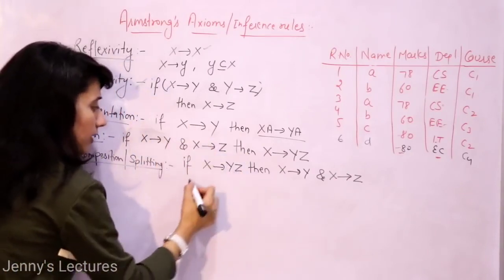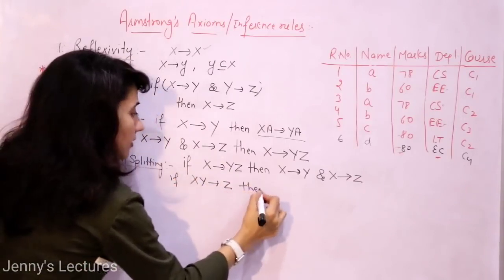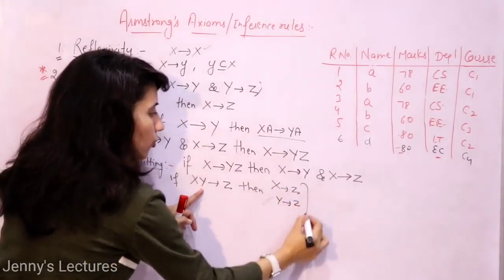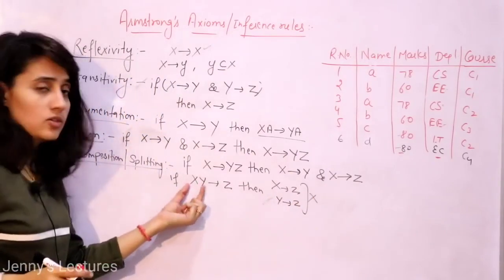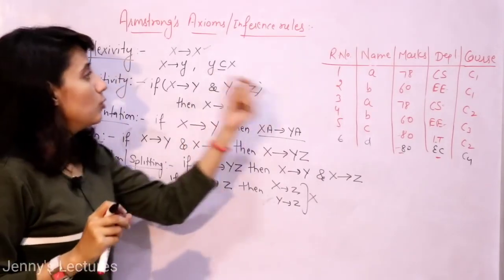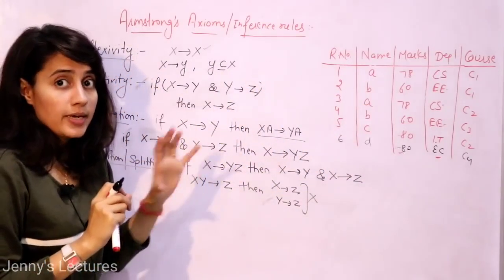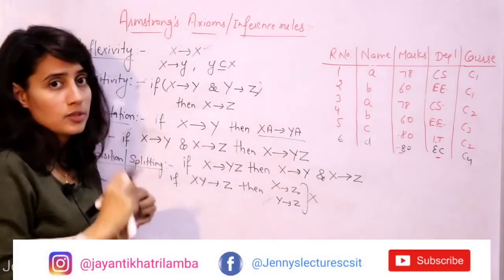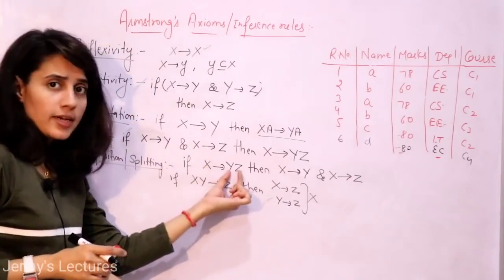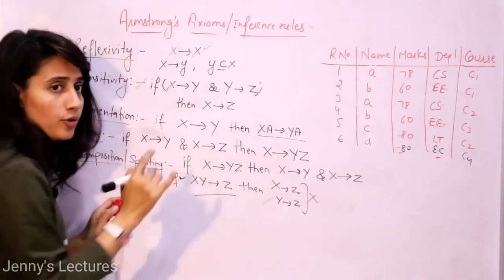But see, this is not true. If I write xy determines z, then you can't write x determines z and y determines z. No, you cannot split the left hand side, you cannot split the determinant, right? If I say both name and marks determine department, I can't say that individual name also determines department, or individual marks also will determine department. So you can split only the right hand side, the dependent side, you cannot split the determinant side.